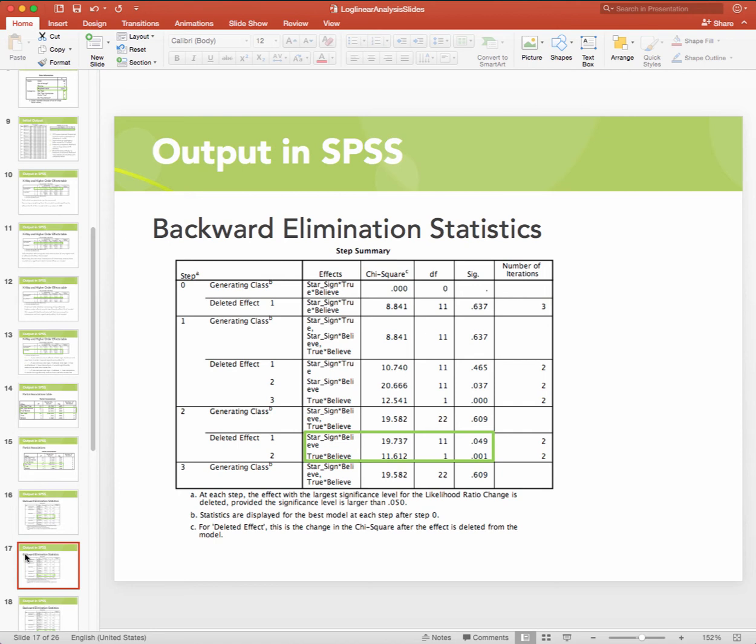SPSS actually evaluates the final model with a likelihood ratio statistic, and we look for a non-significant test statistic. That just indicates that the expected values generated by the model are not significantly different from the observed data. Put another way, the model is a good fit. And in this case, the result is very non-significant, indicating that the model is a good fit of the data.